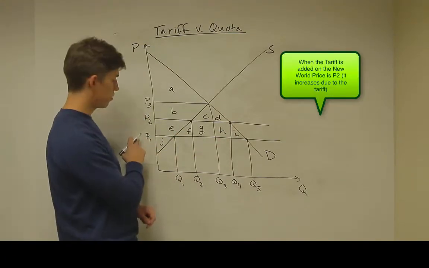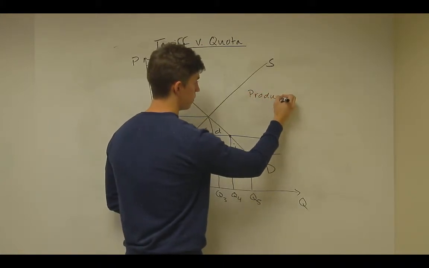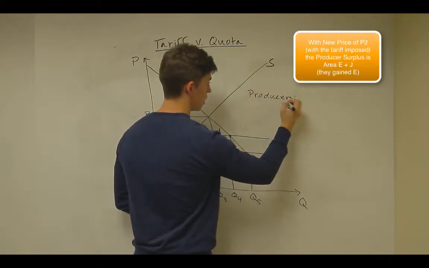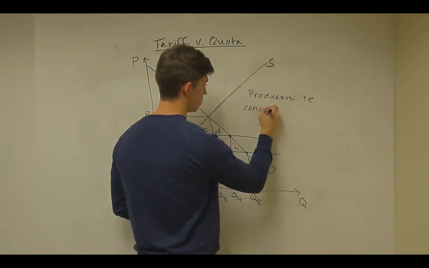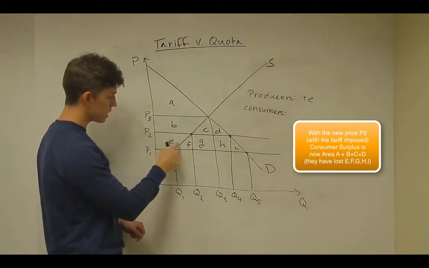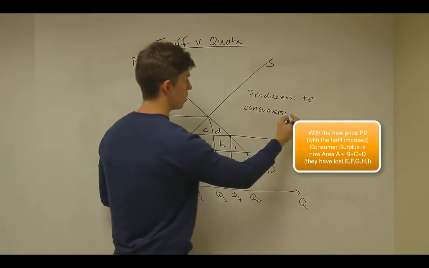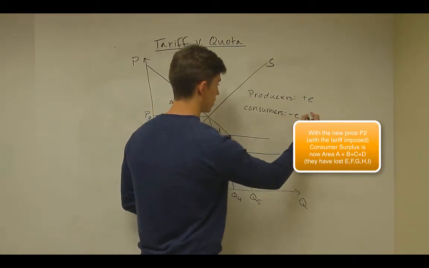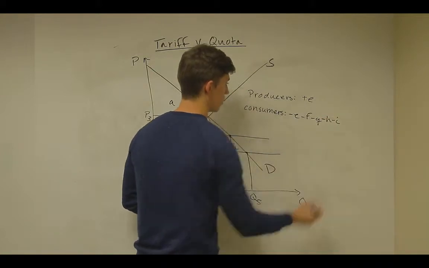When you add the tariff on, producers get plus E. Now let's look at what consumers get. Consumers lose E, F, G, H, and I because their triangle shifts up. So they get minus E minus F minus G minus H minus I.